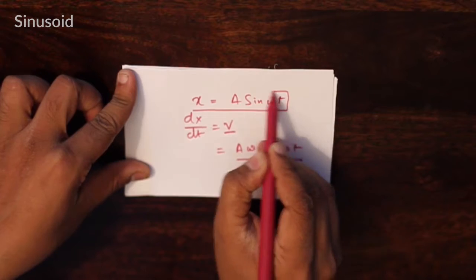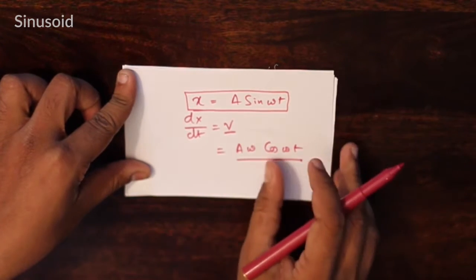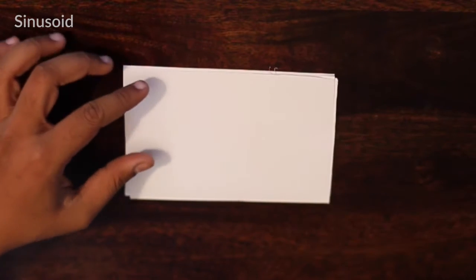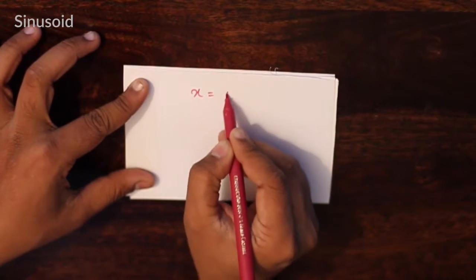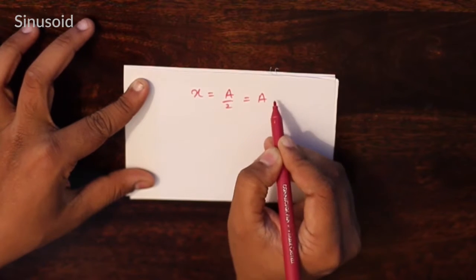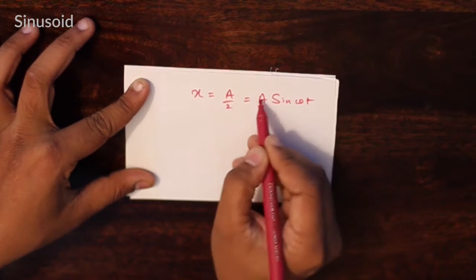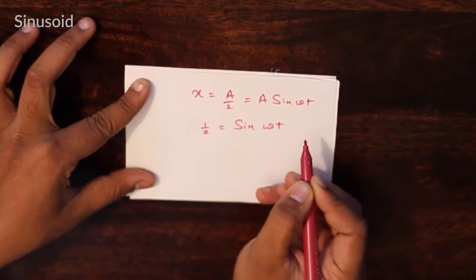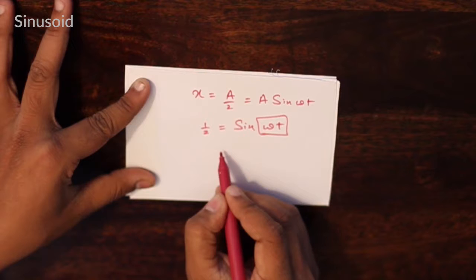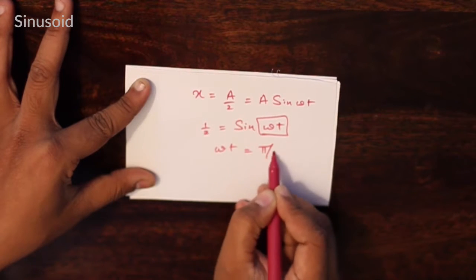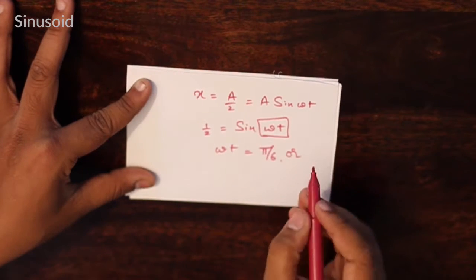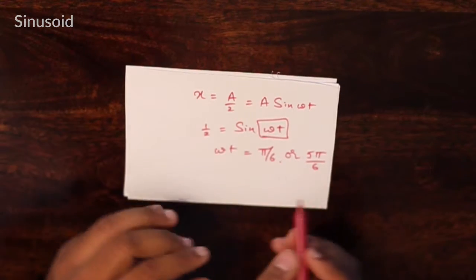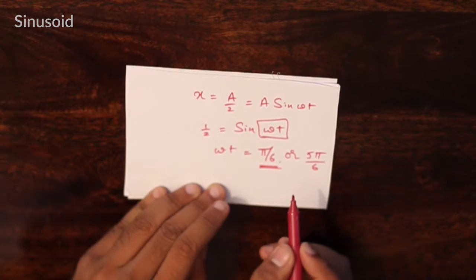Your x is changing sinusoidally. So if you want the x to be at a by 2 at any point of time, then that would be a sine omega t. The a and a cancel off, so half is equal to sine omega t, which means omega t has to be pi by 6 or 5 pi by 6. Now let's consider the case of pi by 6 itself.